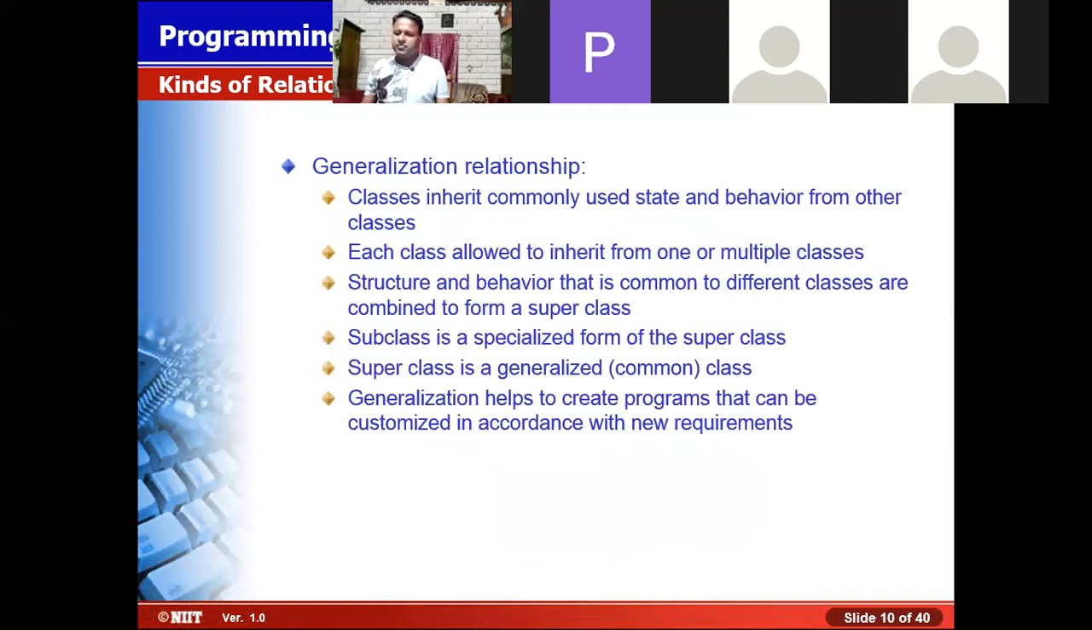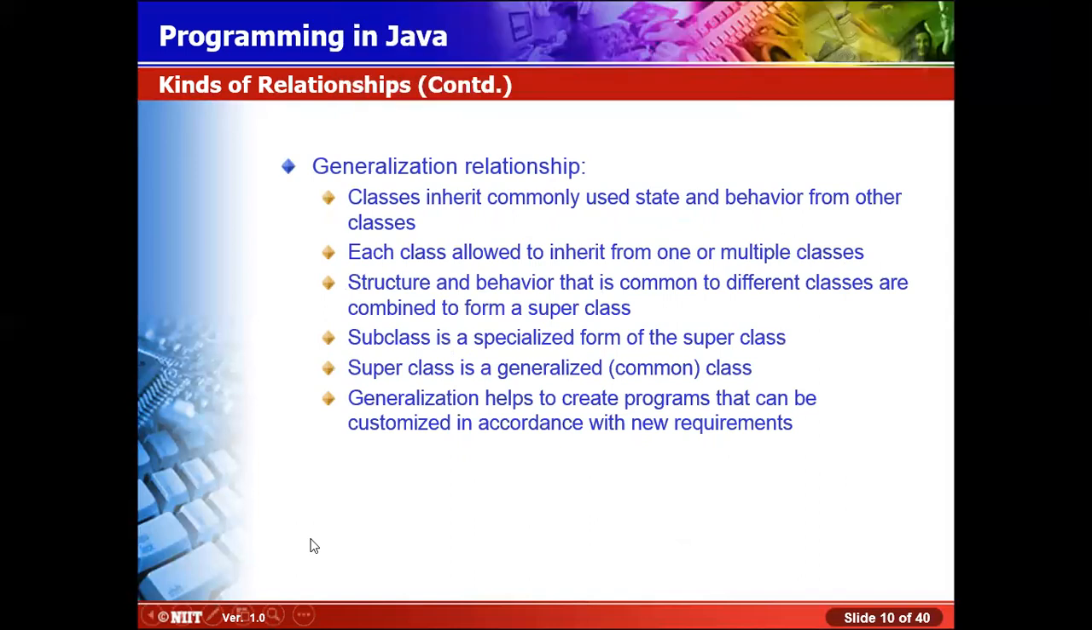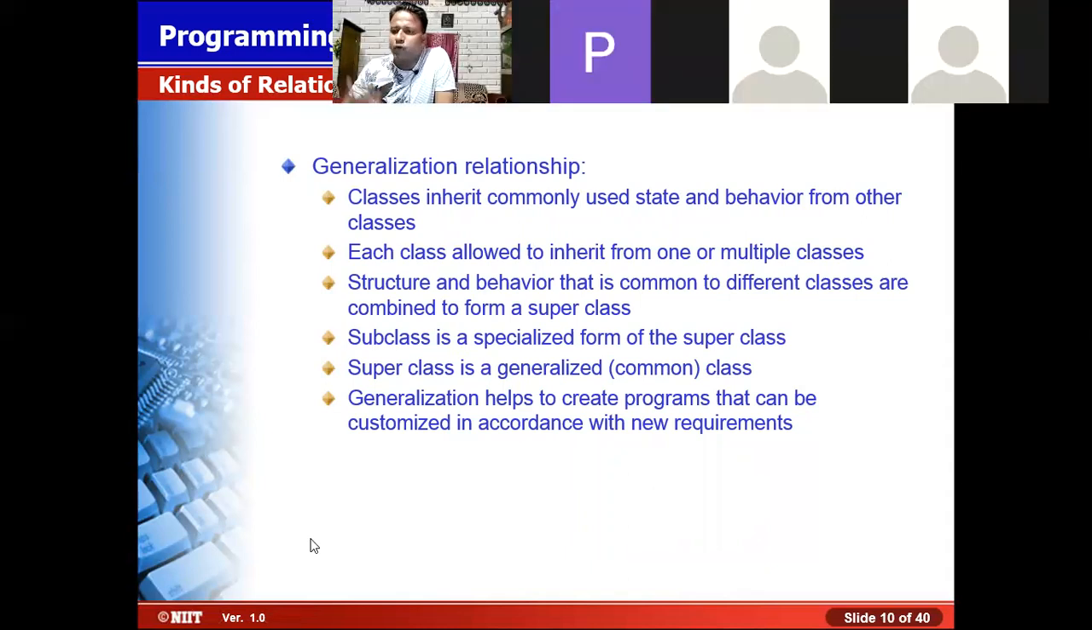Generalization relationship: a class inherits commonly used state and behavior from another class. Each class is allowed to inherit from one or multiple classes. It means we upgrade one operating system to another operating system. If you take an example, conversion of Windows 7 to 8, 8 to 10. This kind of relationship is called a generalization relationship.